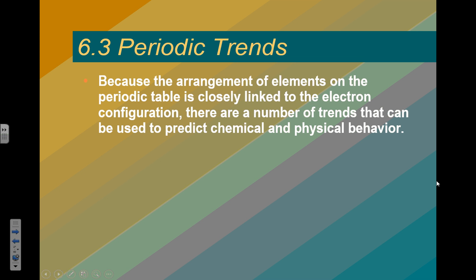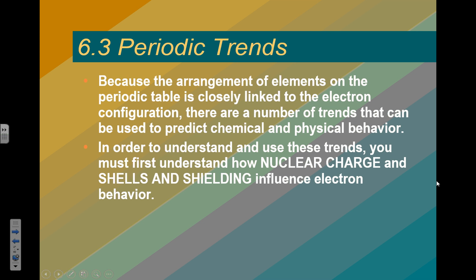And really what it comes down to dealing with periodicity and trends in the table is that because the periodic table is arranged in a very ordered way based upon electron configuration, there's a number of very predictable patterns that exist in both chemical and physical behaviors on the table. In order to understand and use these trends, it's important that you really understand nuclear charge, shells, and shielding.